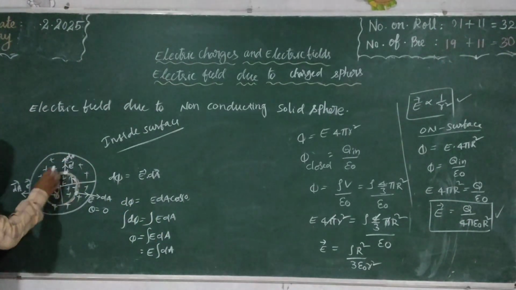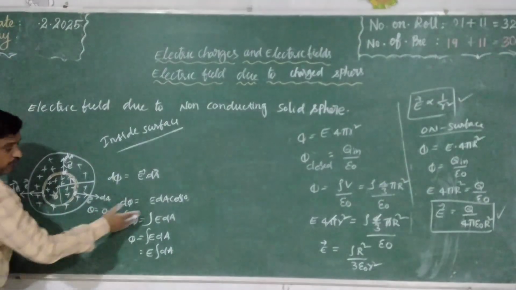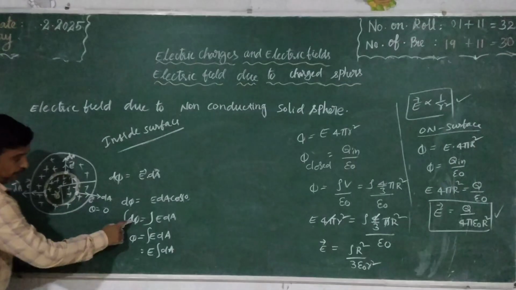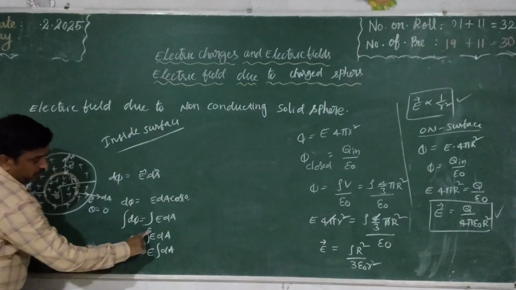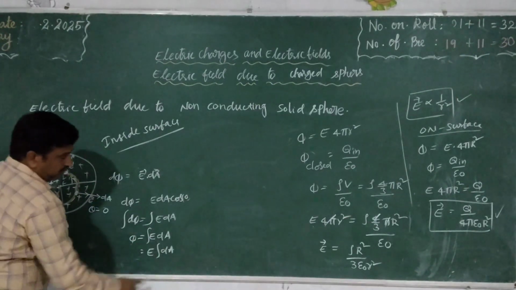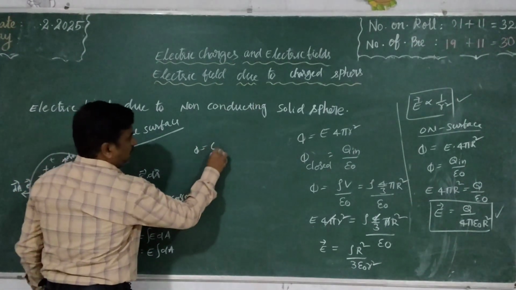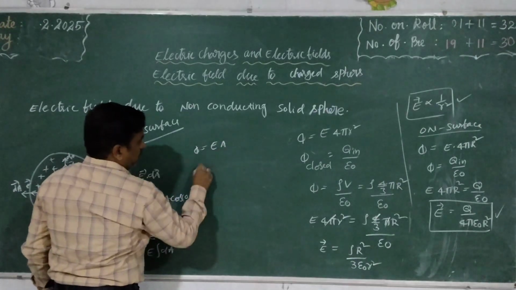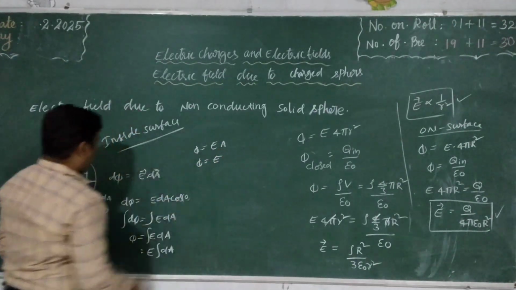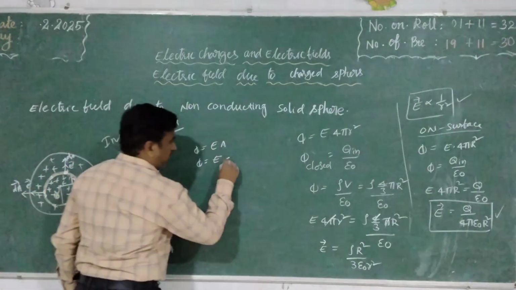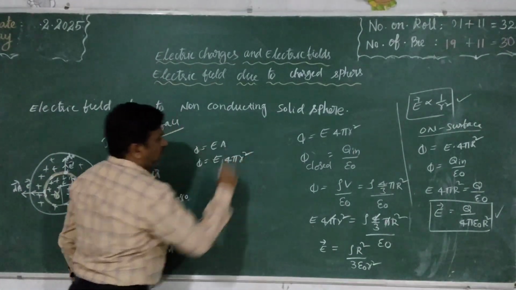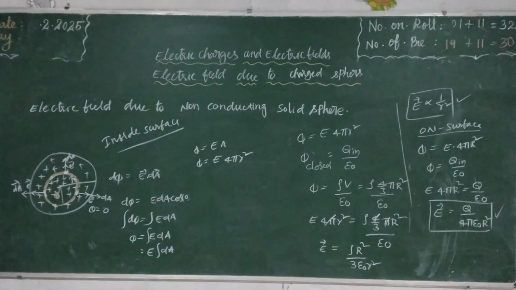All these dφ are added, so we take the integral. Integral dφ equals integral E dA. E is constant, so we can write it outside: E times integral dA. Integral dA means A, so φ equals E A. What is the surface area? It is 4πr².